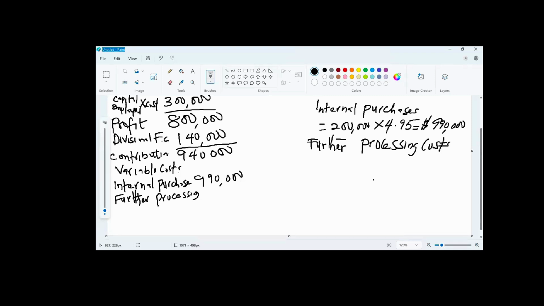is equal to 200,000 units multiplied by 4.50 naira kobo. That should give us how much? 900,000. That is the variable cost.